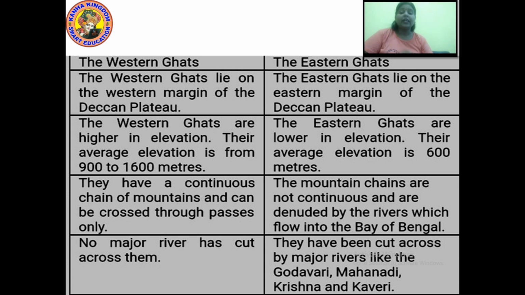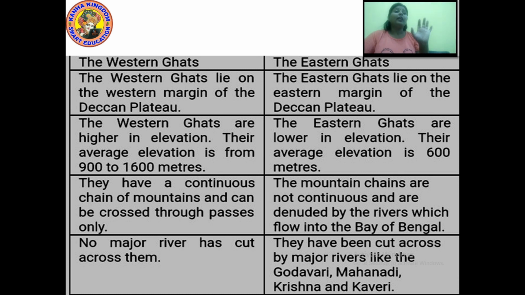Now let us differentiate between the Western Ghats and the Eastern Ghats. Western Ghats, which is at the Arabian side, and the Eastern Ghats, which is at the Bay of Bengal side. So these two ghats are very important in the peninsular region. Now what you have to do, you have to make this. Write these points in your notebook and learn them very nicely.